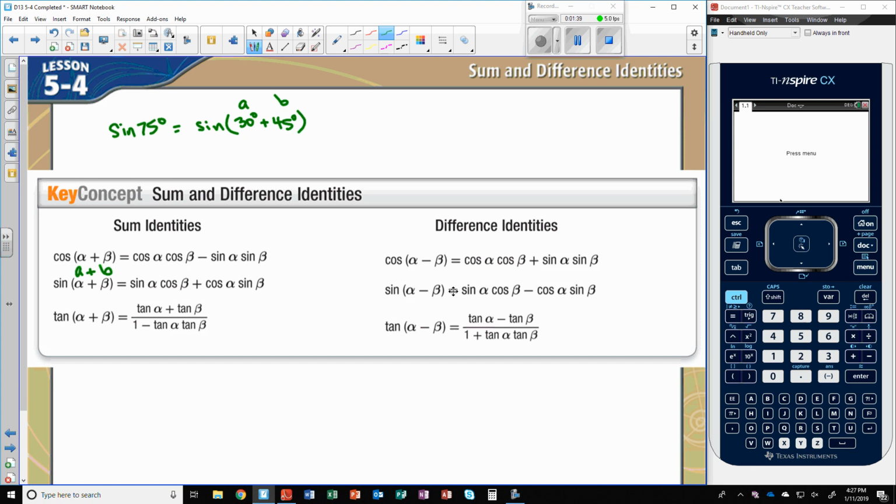And we have the difference identities. If you wanted to find, say, sine of 15 degrees, you could rewrite it as sine of, what's a value that gives you 15? What about 45 degrees minus 30 degrees? You would plug it in and solve it just like that. That's kind of the idea here.